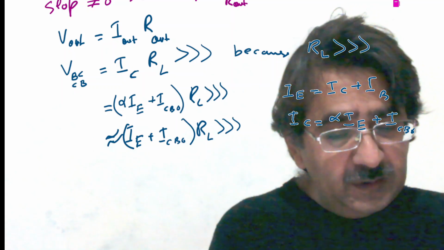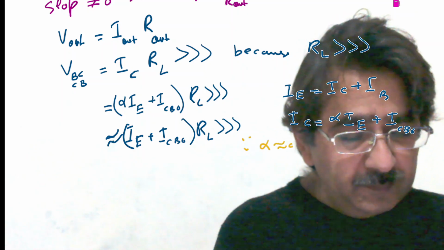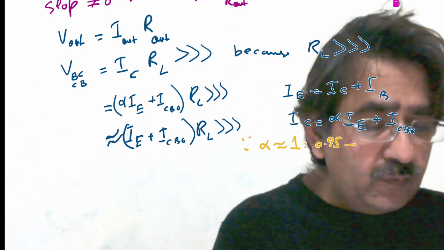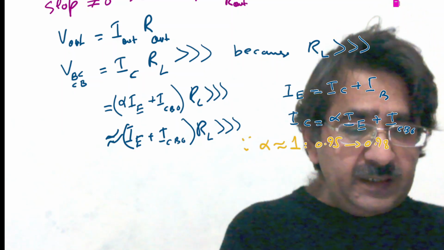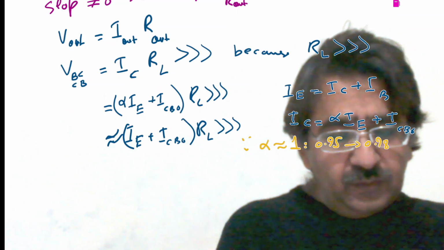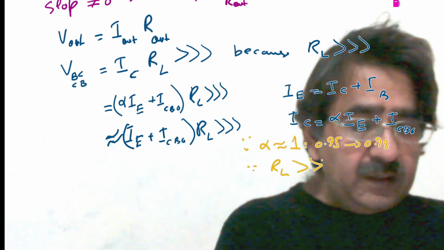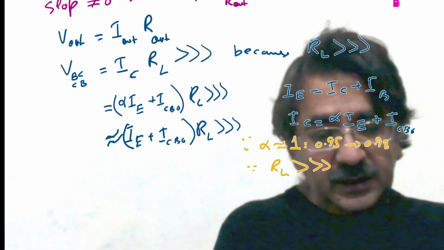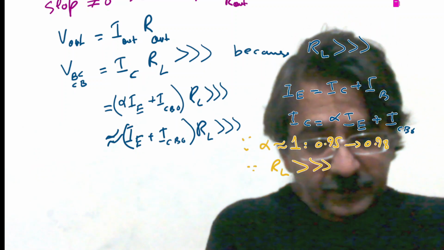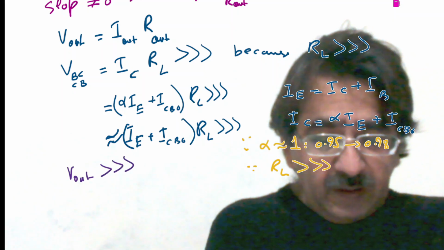Why is this very large? Because alpha is near to 1, and its value is from 0.95 to 0.98. Not exactly 1, but near to 1. So when we add ICBO, that becomes larger. And RL is already very, very large. So this means V out will be very, very large.